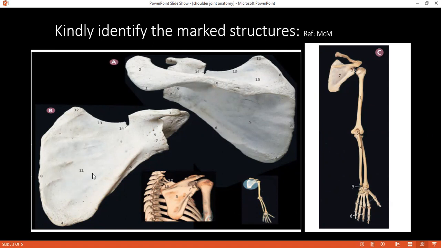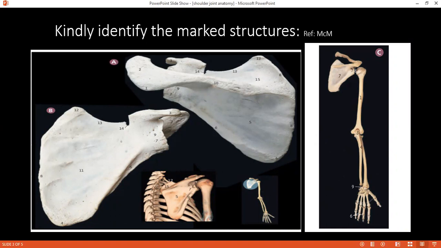Okay, good. Can you tell me what 11 is? 11 is the subscapularis fossa. Okay, what muscle is attached here? Subscapularis muscle. Okay, can you please tell me how the rotator cuff is formed? The rotator cuff is formed by 4 muscles. First one is the supraspinatus. The next is infraspinatus, teres minor, and the last is subscapularis.